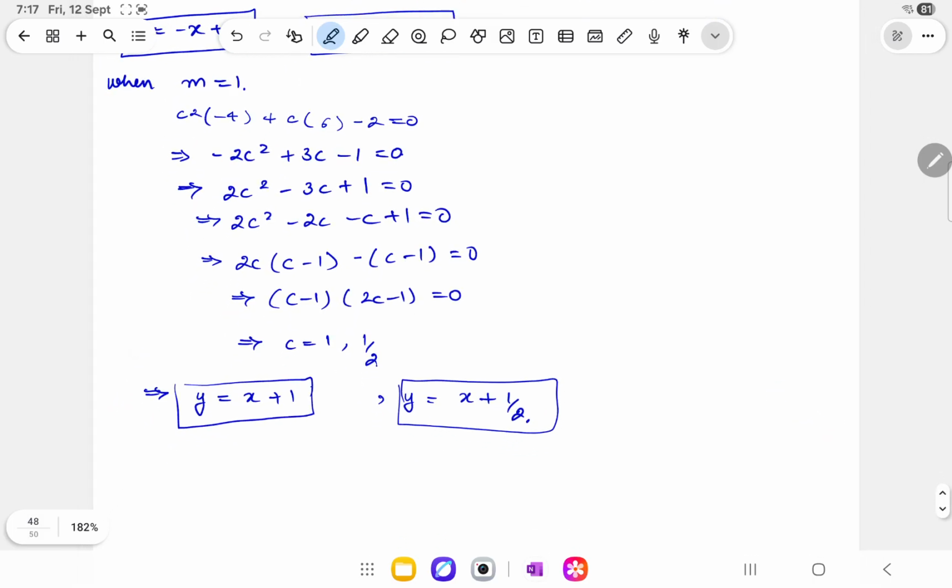So that's all. These are the only questions that are asked related to curve tracing and the asymptote topic.